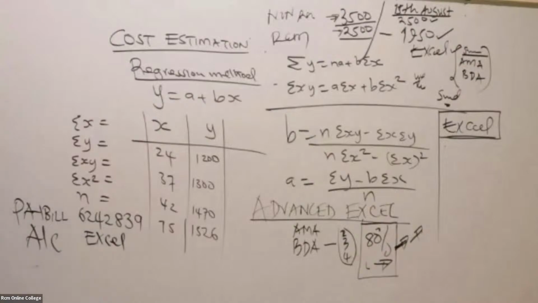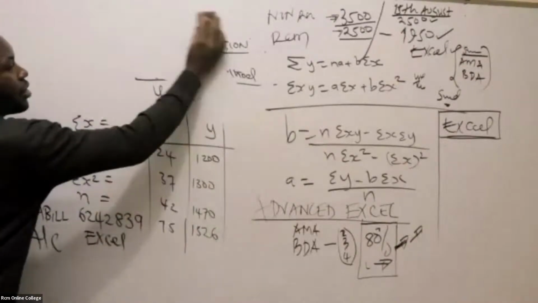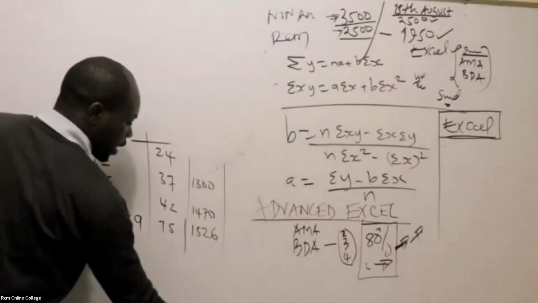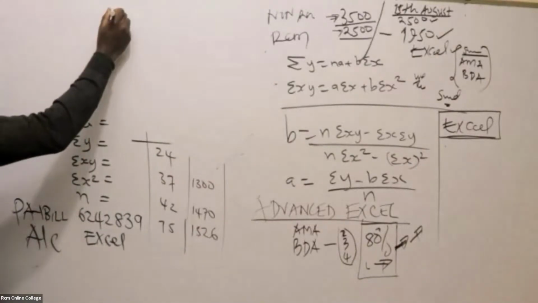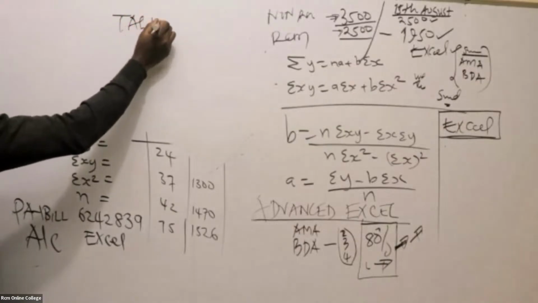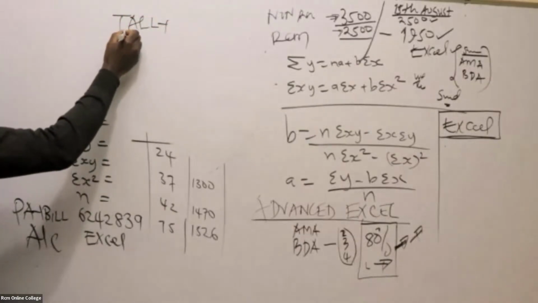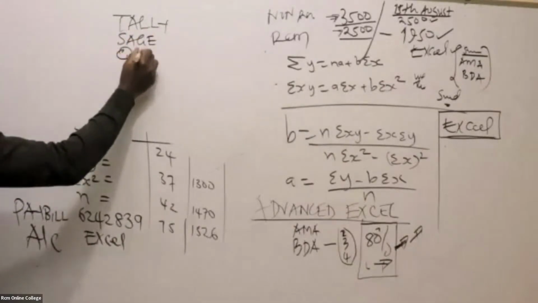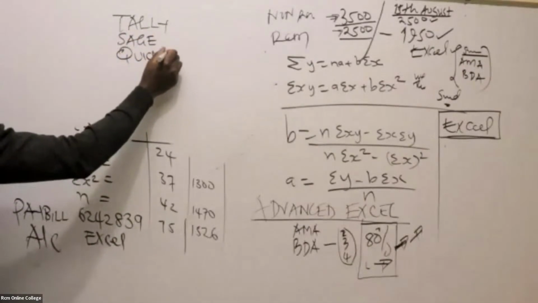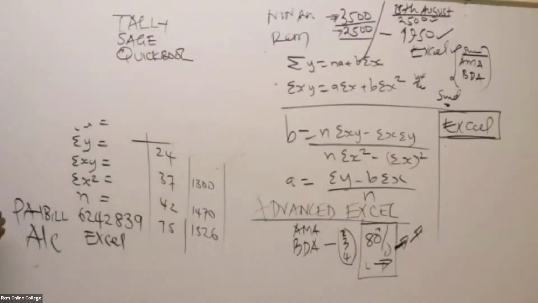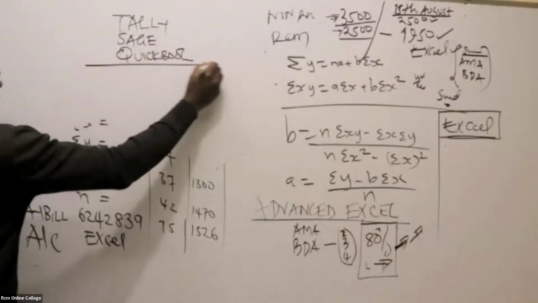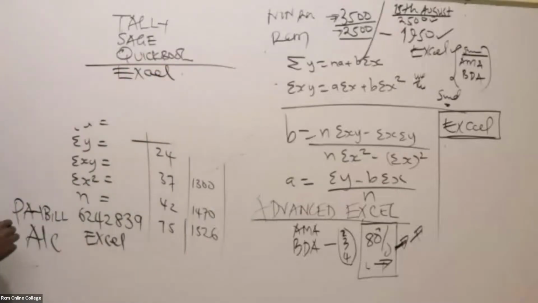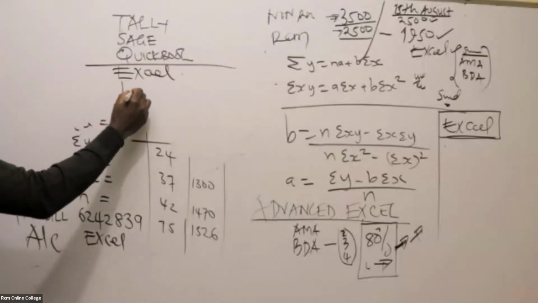And of course, it is not only Excel. You want to know how to generate reports in accounting packages. That is Tally, right? That is Sage. That is QuickBooks. Those are accounting packages. Then you now come to Excel. Once you have the Excel knowledge, you are able to now navigate.